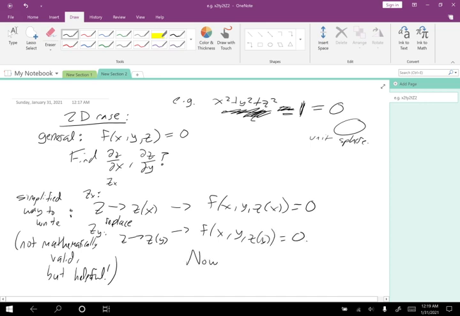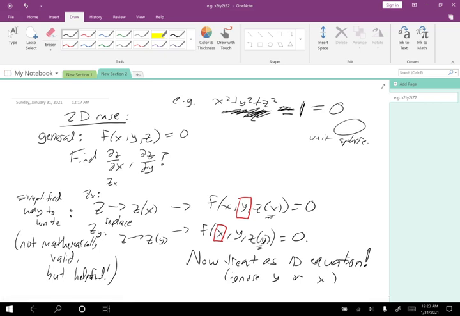And now treat it as a 1D equation. You just ignore y or x. I'm going to circle in red the variables that we ignore when we're doing each case. In the first case, I ignore y because we're just looking at z as a function of x. In the second case, I'm ignoring x because we're just looking at z as a function of y. Let's see how we do this in each case.